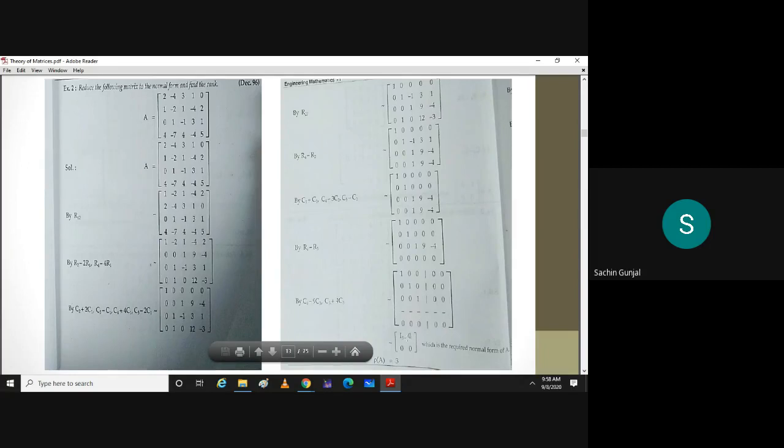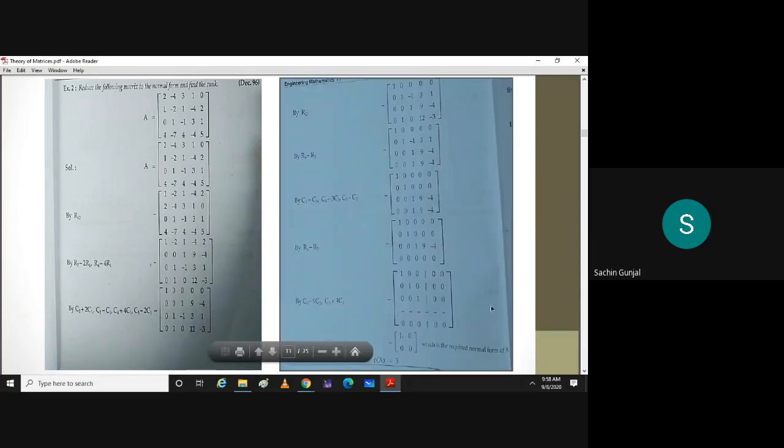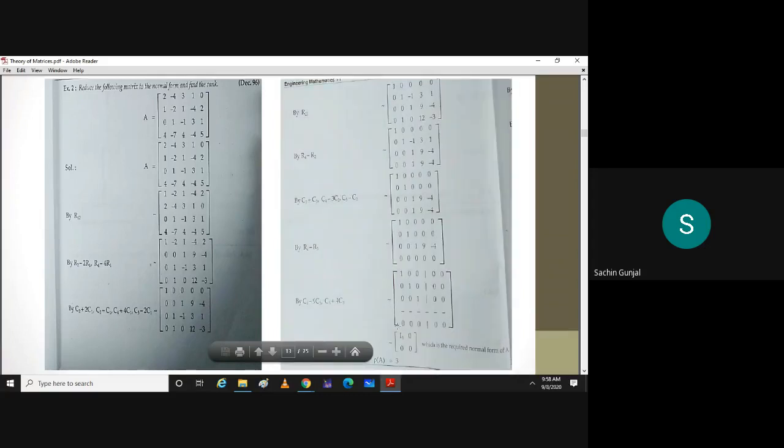So what is the corresponding normal form? I3, because you can see an identity matrix of size 3. Then this block matrix 0, then this block matrix 0, and this block matrix 0. So what is the rank? Rank is 3.